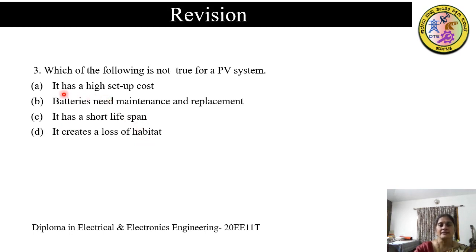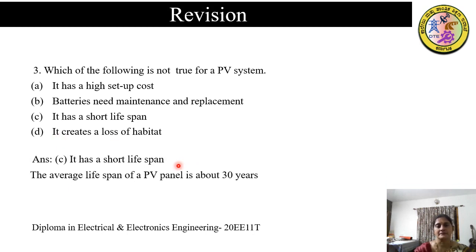We know that it does have a high setup cost. It has batteries which need constant maintenance and replacement. It has a short lifespan. This is not true, because a PV system has a lifespan of about 30 years. It creates a loss of habitat. Yes, the PV system requires a large area of land, so there is displacement of human habitat. So the answer is C. It has a short lifespan.